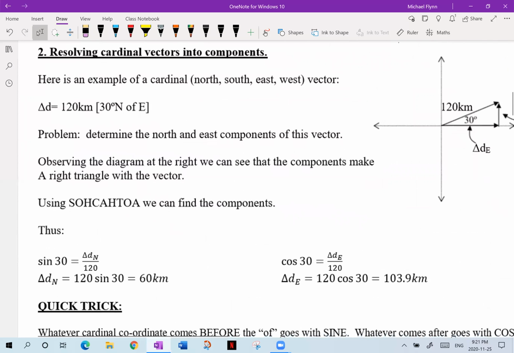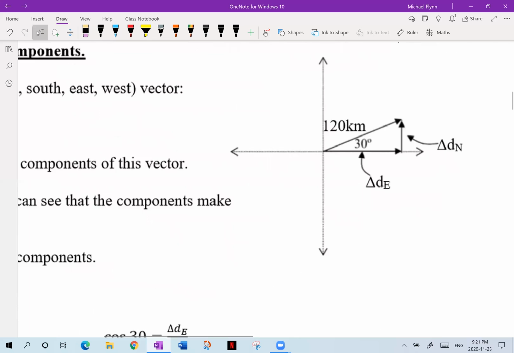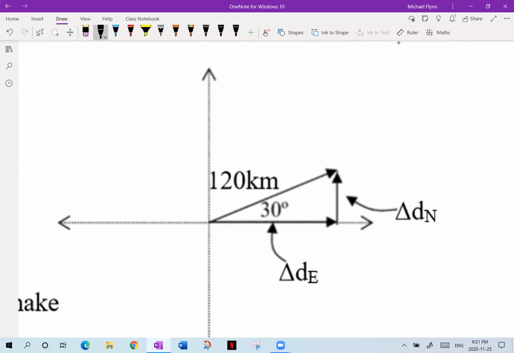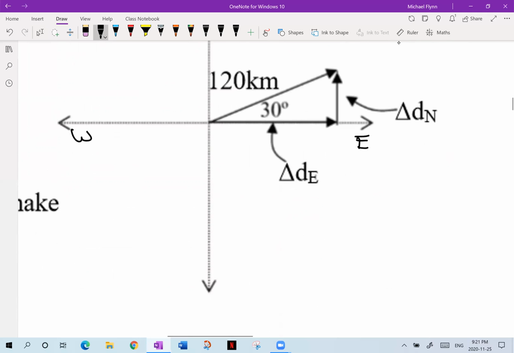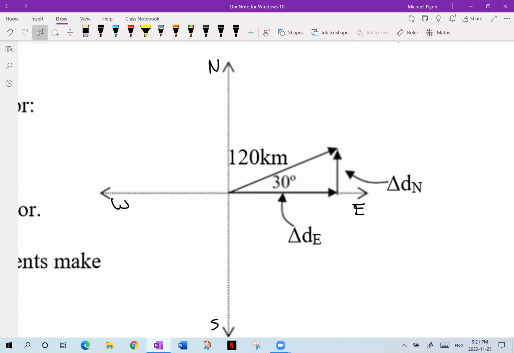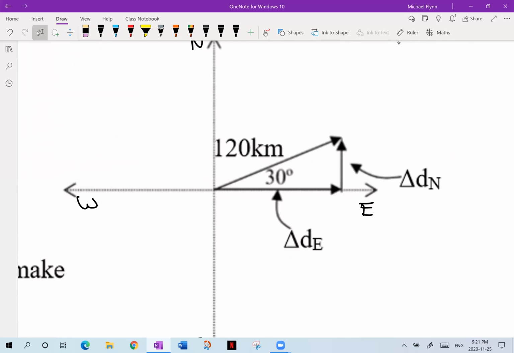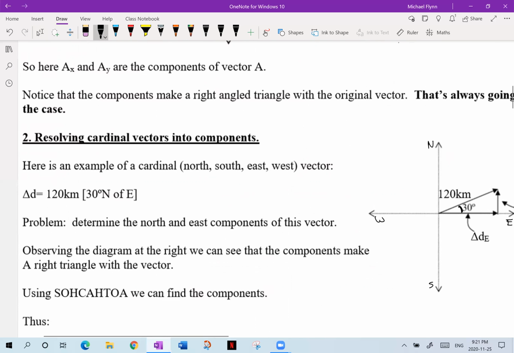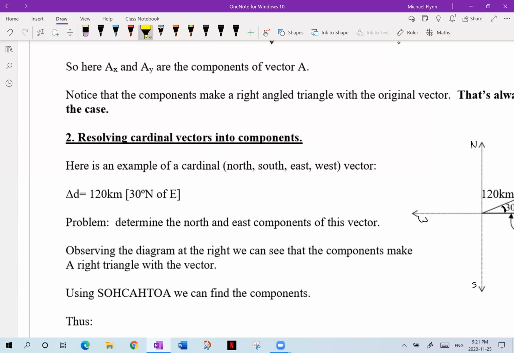Okay, so moving on, let's do an example. So here's an example of a vector, and now we're gonna use our cardinal coordinate system. So not x and y anymore, but north, east, west, and south. That's called the cardinal coordinate system. Okay, north, south, east, west, like on a compass. Now this vector that you see here is 120 kilometers, 30 degrees north of east. Now I've actually spelled it out for you here. 120 kilometers, 30 degrees north of east.